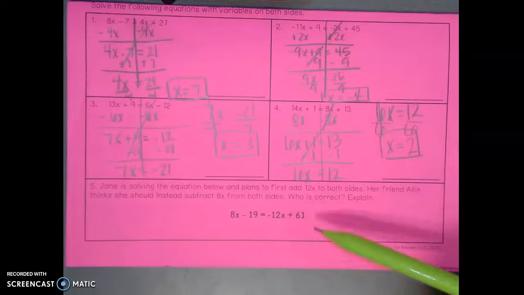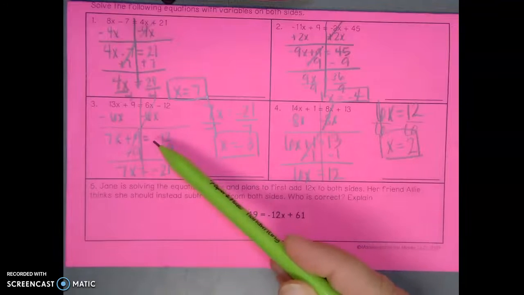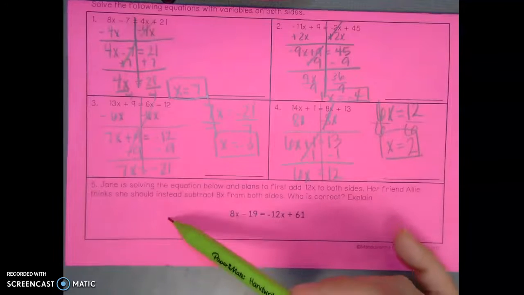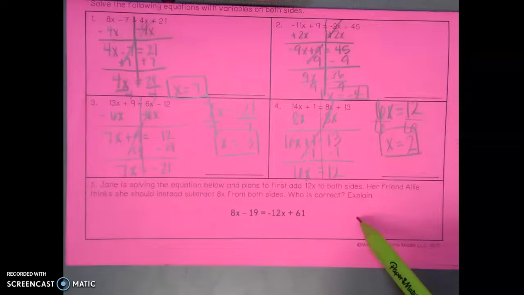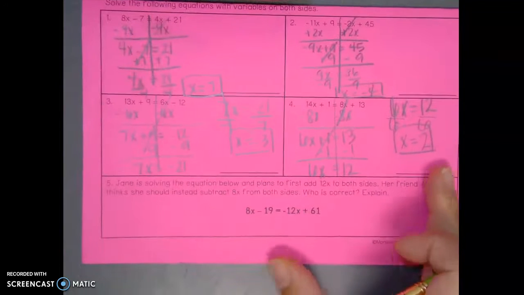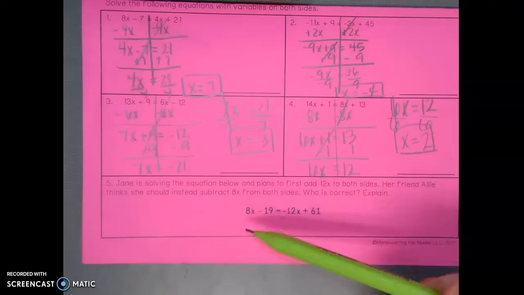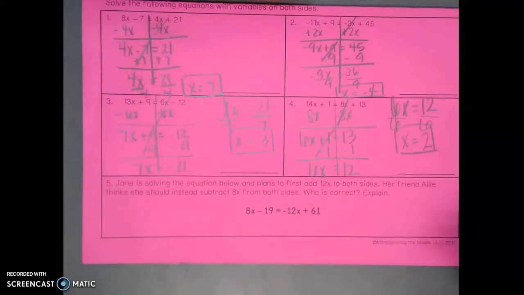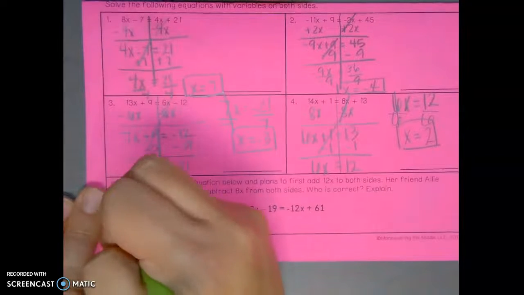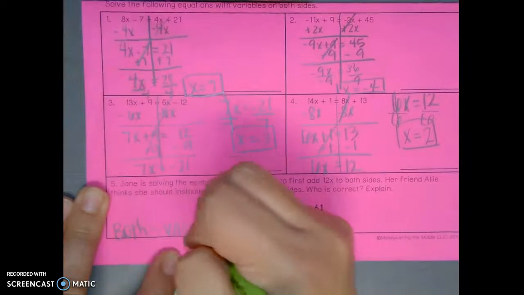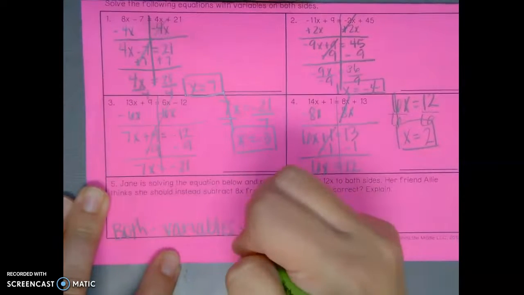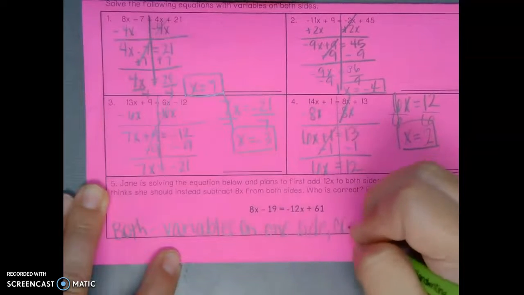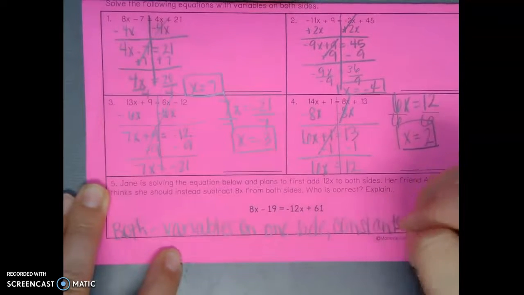Who is correct? So if you follow along with what I just said with number 3, either one of them is correct as long as they have variables on one side and constants on the other. So as long as your answer says something about both of them being correct, variables have to be on one side, constants on the other, okay? So you can write both and make sure that you're explaining variables on one side, constants on the other.